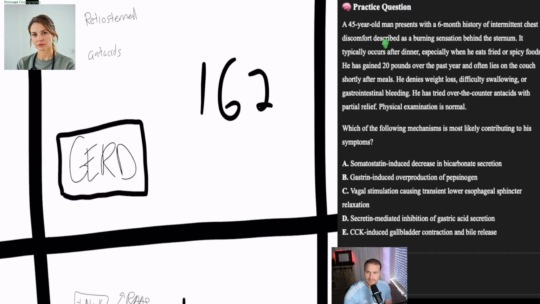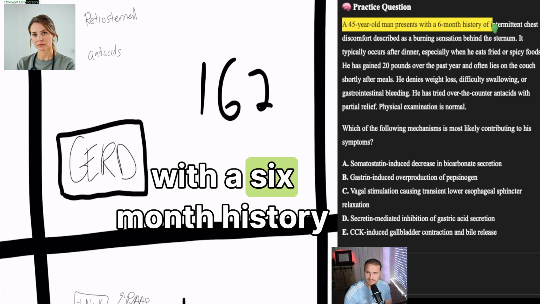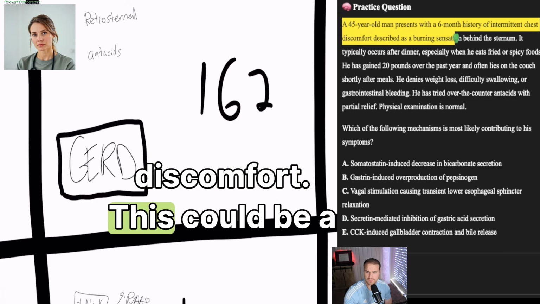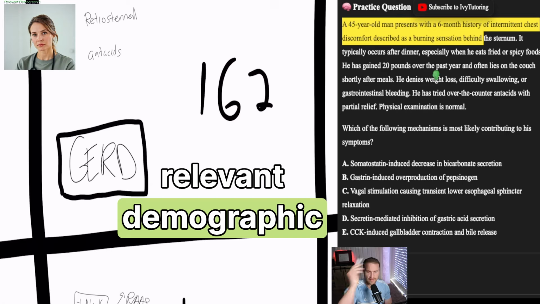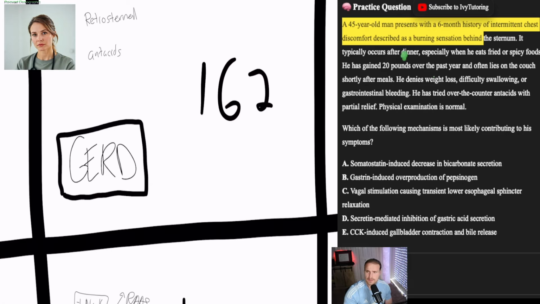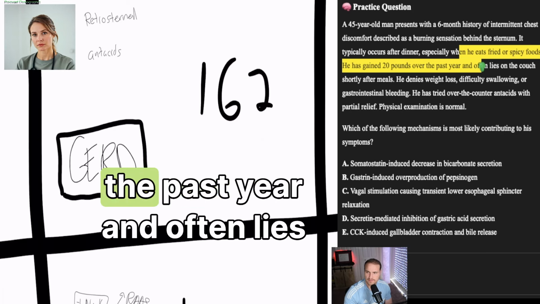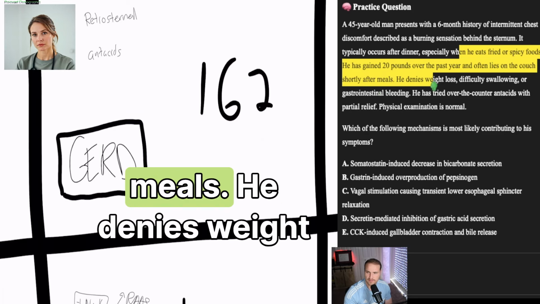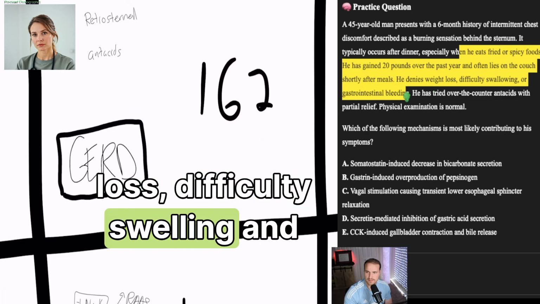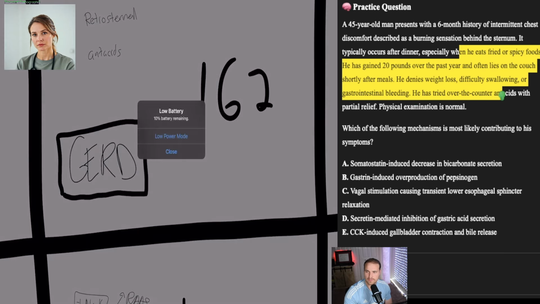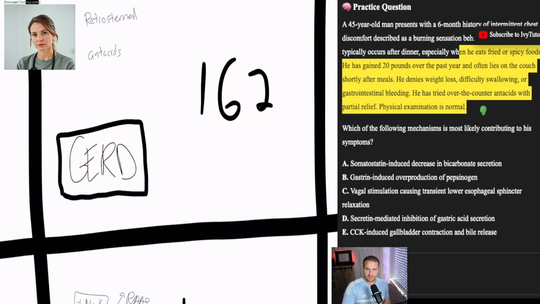Next question. Basically, we've got a 45-year-old man presenting with a 6-month history of intermittent chest discomfort. This could be a woman as well, hence my relevant demographic photo up there in the corner. It typically occurs after dinner, especially when he eats fried or spicy foods. He has gained 20 pounds over the past year and often lies on the couch shortly after meals. He denies weight loss, difficulty swallowing, and gastrointestinal bleeding. He has tried over-the-counter antacids with partial relief, and physical examination is normal. Which of the following mechanisms is most likely contributing to his symptoms?